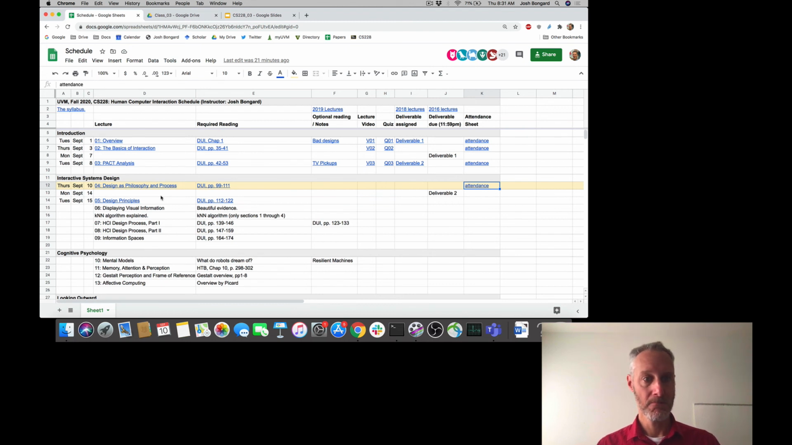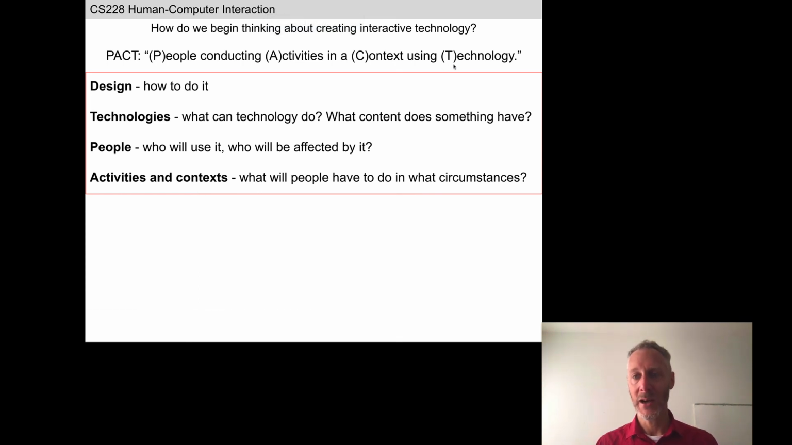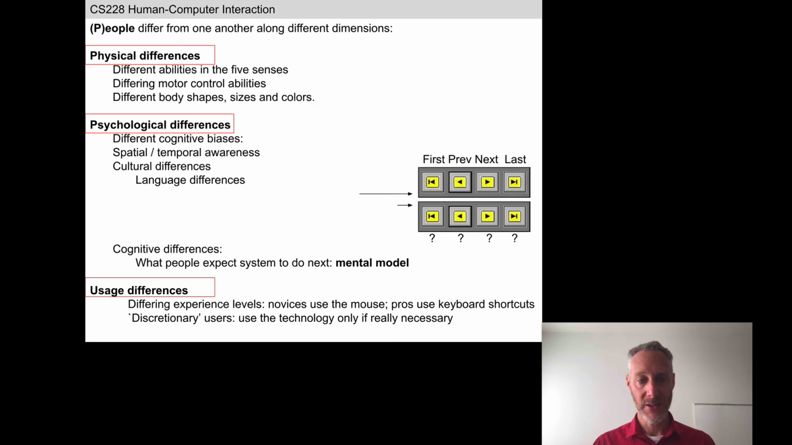Okay, all good? Okay, so back to our discussion of PACT analysis. As always in HCI, we are trying to resist for as long as possible thinking about technological implementations until we have thought very carefully about who is potentially going to be supported by that technology. What kinds of activities are those people desiring to carry out? And finally, what are the explicit and maybe obvious and not so obvious aspects of the context in which those activities are going to be carried out? That together is going to inform our decisions about how to go about designing an interactive technology for that task.